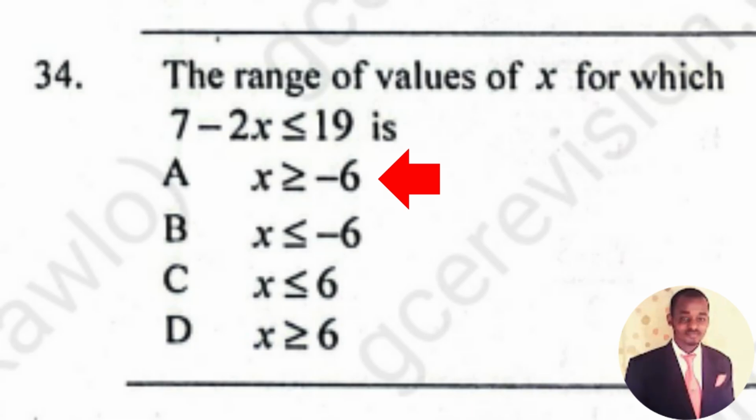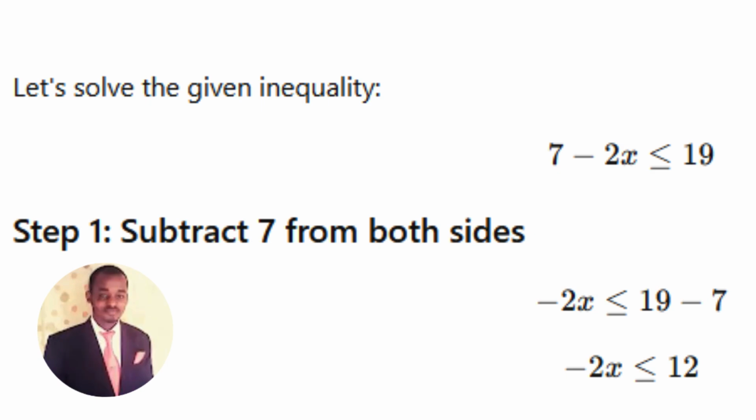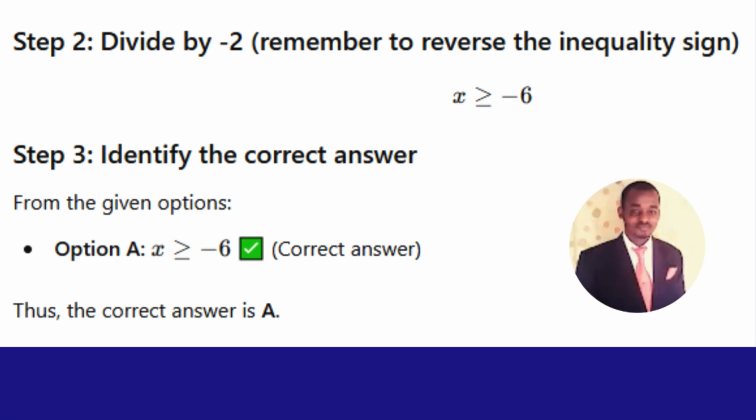The range of values of x for which 7 minus 2x is, right? We look at this, the correct answer for 34 is A. Let me show you how. Let's solve the given inequality. You can see it here. Then we subtract 7 from both sides. We continue with the calculations as you can see here, thus bringing the correct answer to A.